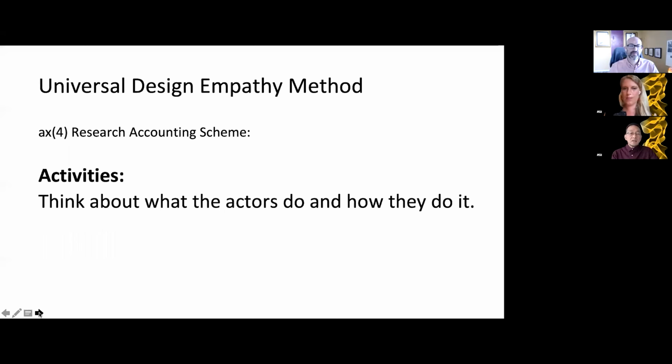The next A is activities. You want to think about the actors, what the actors do and how they do what they do, right? So looking at all those variety of actors, from the teacher to the student to all the other types of teachers, all the other types of students as actors that could exist in a classroom. And you want to think about how they go about doing what they do and their activities specifically.